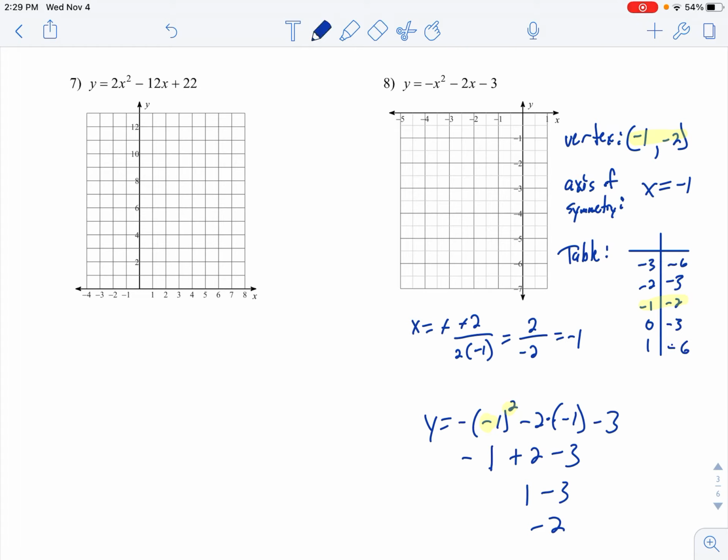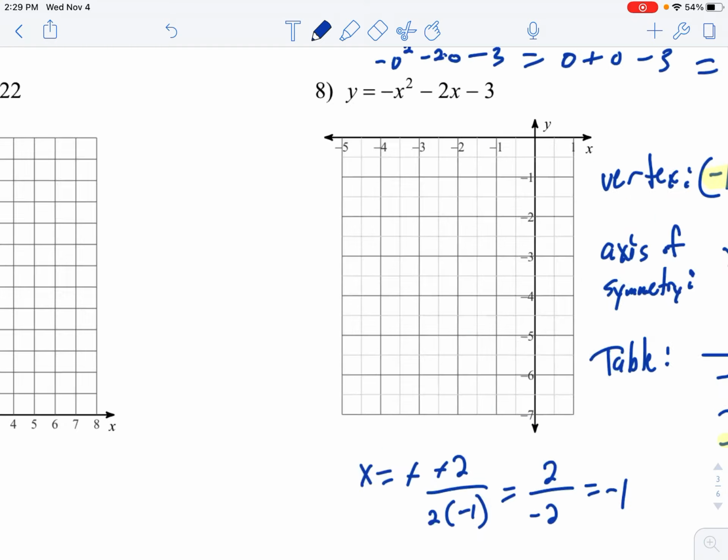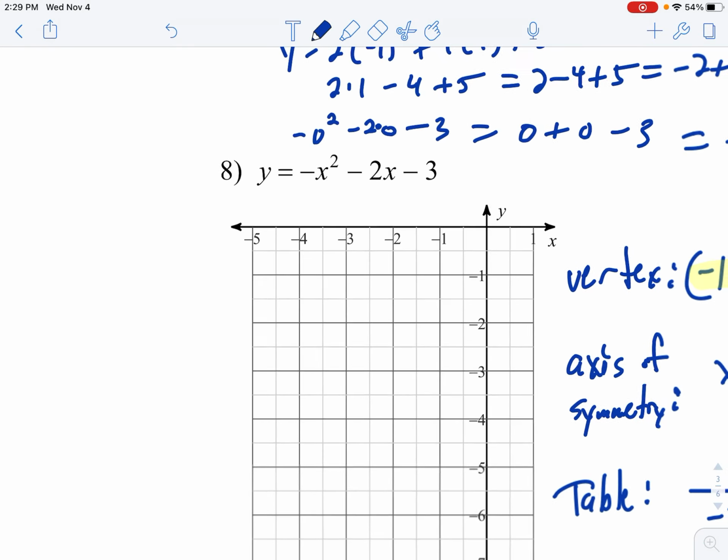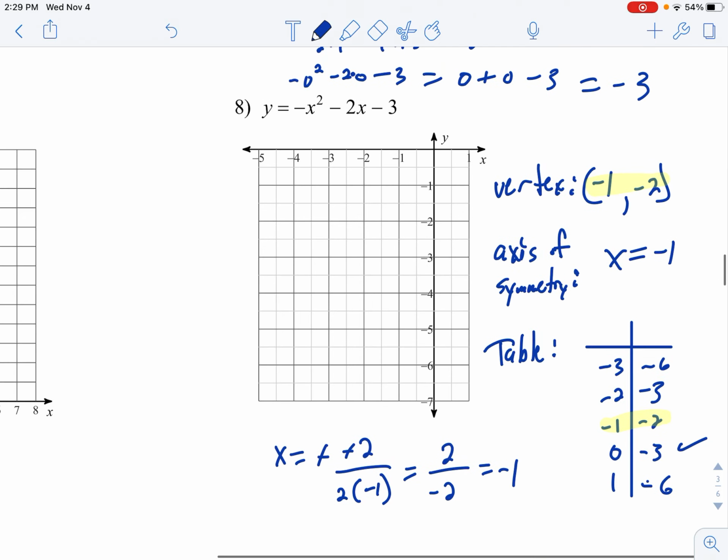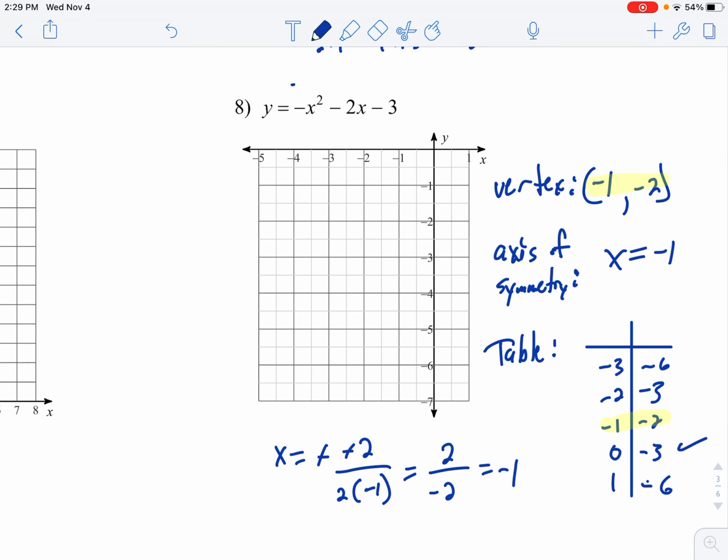Plugging in a 0, 0 squared minus 2 times 0 minus 3. 0 plus 0 minus 3 is negative 3. Right there. That looked like a 20. It's 2 times 0. Just make sure. All right, now plug in the 1 and we'll be done. Negative 1 squared minus 2 times 1 minus 3. 1 squared is 1. Negative sign in front of it. 2 times 1 is 2. Negative 1, negative 2 is negative 3 minus 3, which is negative 6. Check. All right, plot the points and we are good.